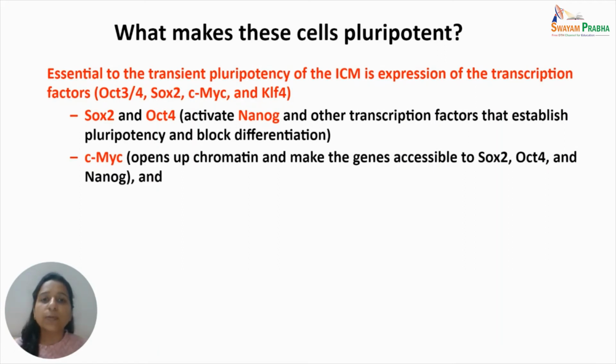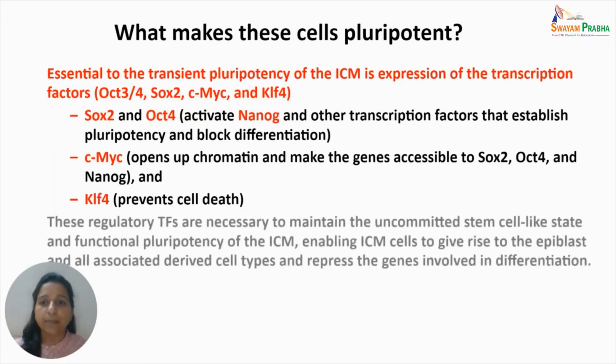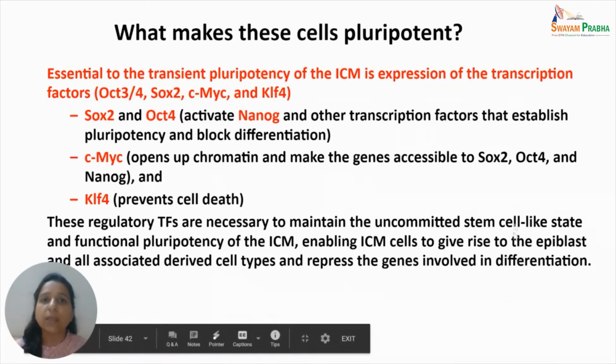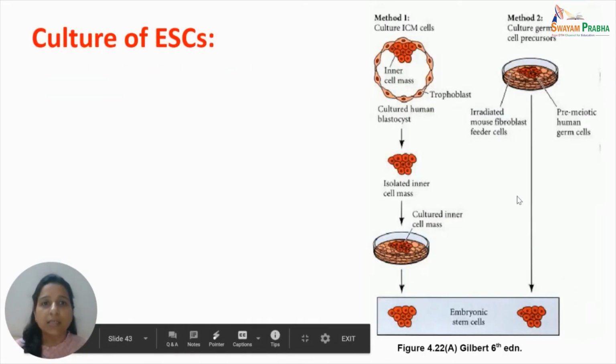While C-MYC opens up chromatin and makes the genes accessible to SOX2, OCT4 and NANOG, KLF4 prevents cell death of these cells. So these regulatory transcription factors are essential to maintain the uncommitted stem cell-like state and functional pluripotency of the inner cell mass, thereby enabling the inner cell mass cells to give rise to the epiblast and all associated derived cell types. And at the same time, they help in repressing the genes which are involved in differentiation, thereby maintaining the pluripotent state of these cells.